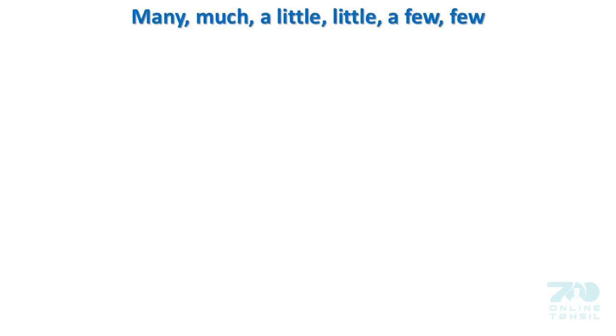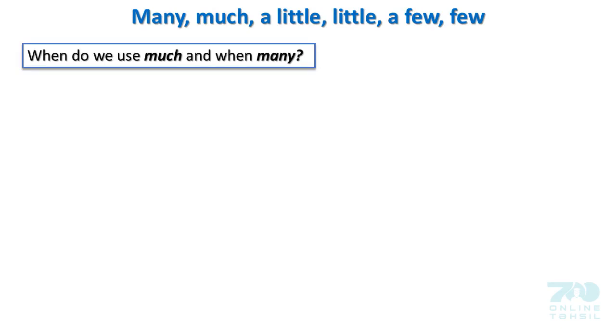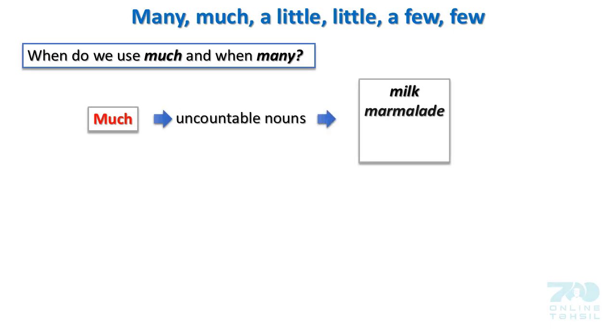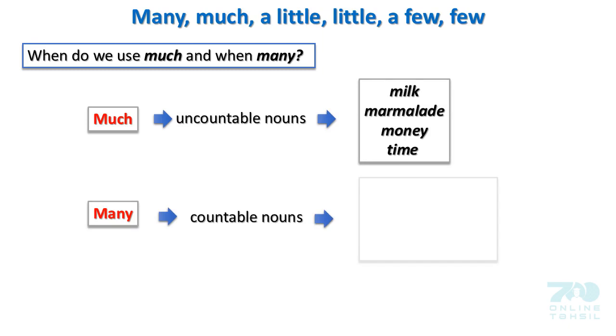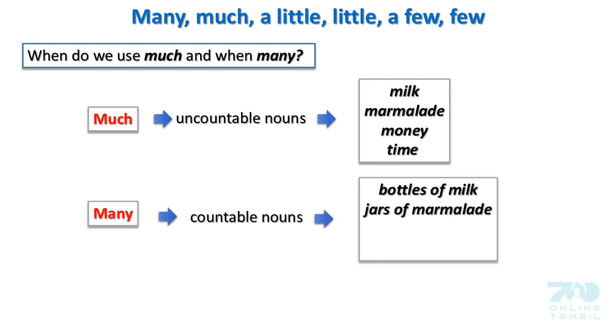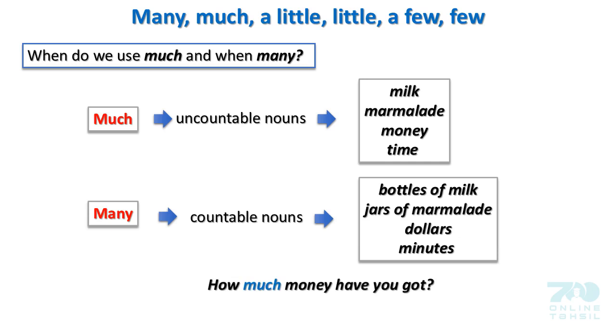Many, much, a little, little, a few, few. When do we use much and when many? Much is for uncountable nouns: milk, marmalade, money, time, etc. Many is for countable nouns: bottles of milk, jars of marmalade, dollars, minutes, etc. Examples. How much money have you got? How many dollars have you got?